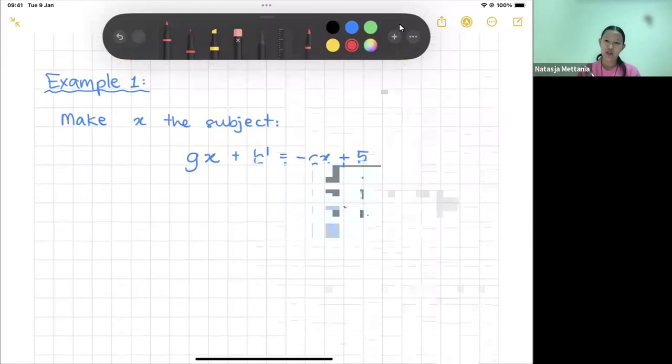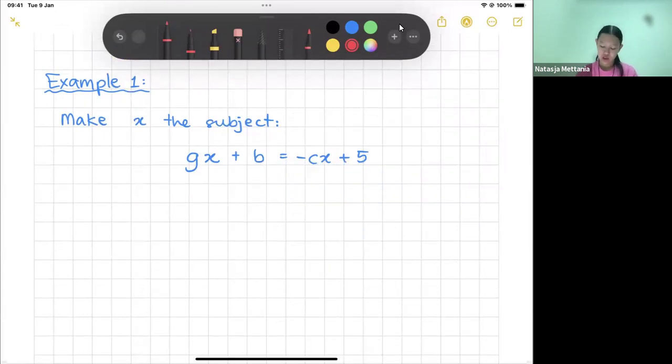Your question is going to look like the following. Make x the subject. So this question basically says you've got your original equation, gx plus b equals minus cx plus 5. You need to rearrange it so that it looks like x equals something. So this is what we're going to do. One thing that I like to do is this. I want x to be by itself.